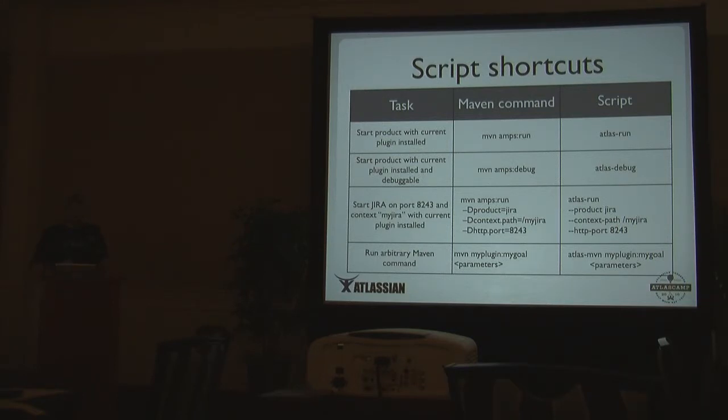But then it gets a little more complicated and interesting. Say you want to have several things running and the default port for Jira, 2990, is taken by something else. That's fine. You're able to pass parameters to the shell script and to Maven to make sure it runs on a different port for you, different context path, different things like that. In fact, Atlas Run is not tied to the product you're using. If you want to run Confluence for some reason in your Jira plugin, maybe you're starting to think about a cross-product plugin or something like that, you can do that.